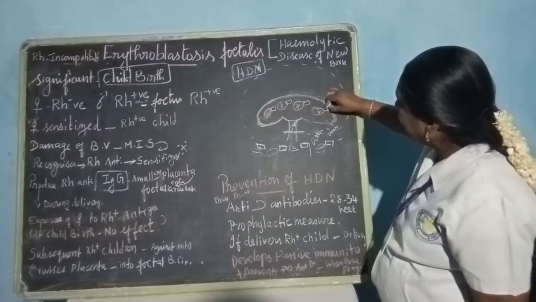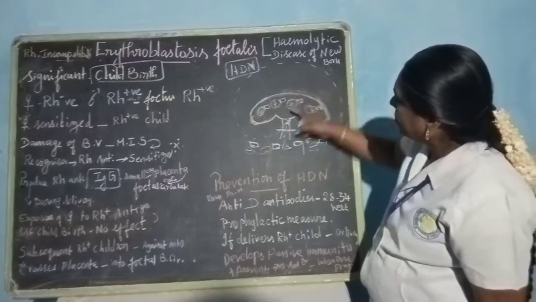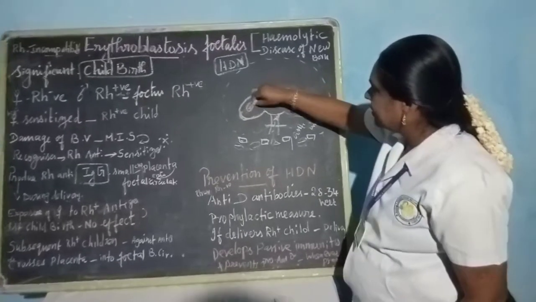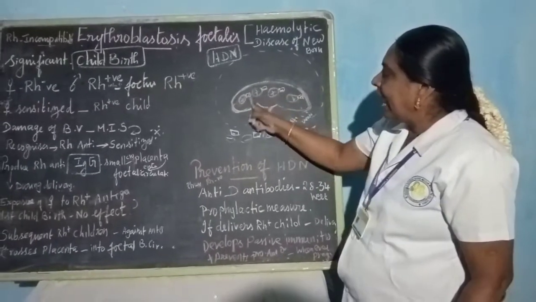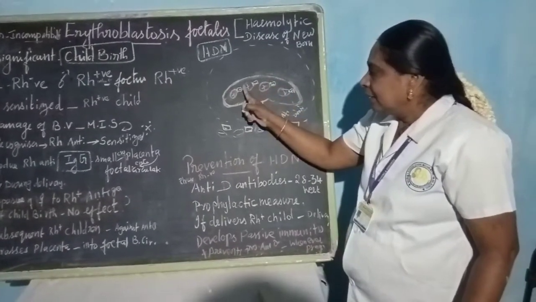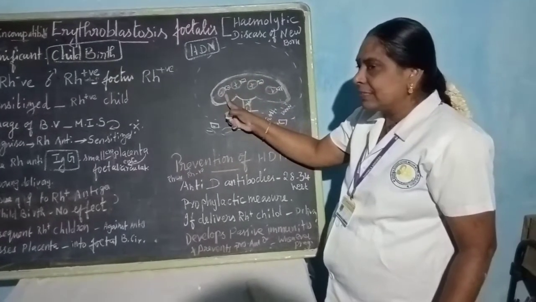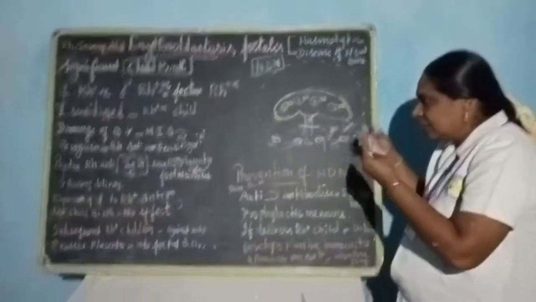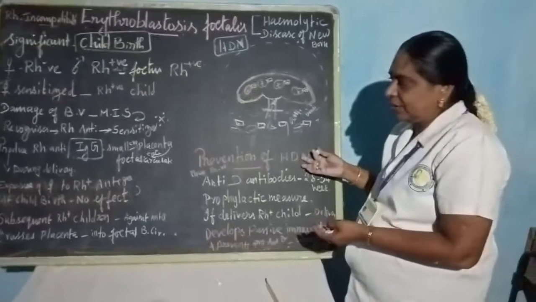Now this is the antibody, and this is the erythrocyte. Now it damages the erythrocytes. As the antibody damages the erythrocyte, what would happen? The child becomes anemic and there may also be a chance of jaundice.